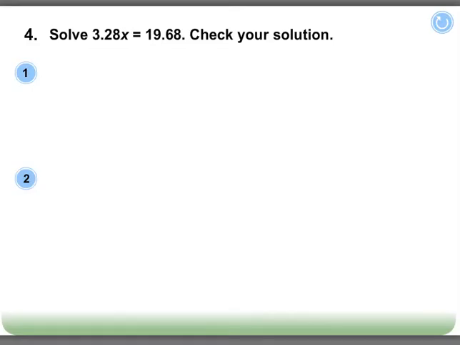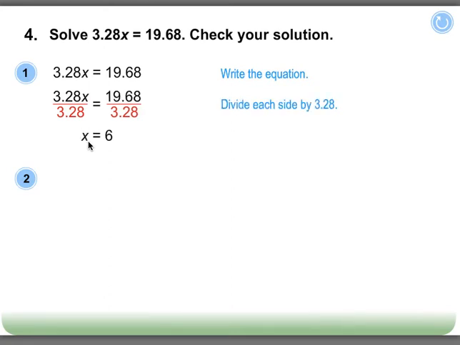Solve 3.28x equals 19.68, and then check the solution. Okay, it's just decimals. It shouldn't intimidate us. It's just a dot in there. So you divide each side by 3.28, which is the coefficient, and divide the other side, 19.68, by 3.28, and our answer will be x equals 6.